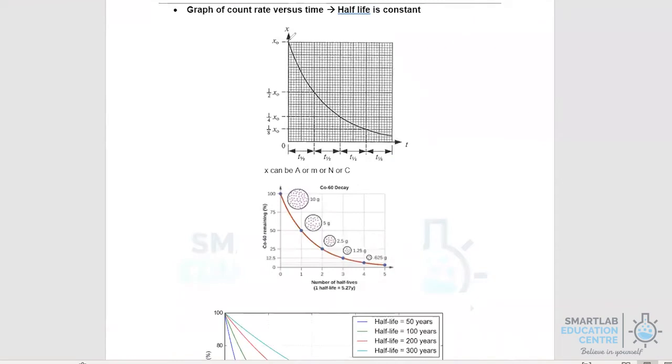Let's now take a look at some of the graphs. The first graph we're going to look at is your count rate versus time. In this case, if we start with X naught, the time it takes from X naught to go to X naught over 2 will be the first t half. That's your first half-life. And from half X naught to a quarter X naught, which is from here to here, you get another t half, and you can see that the half-life is constant, and so on and so forth.